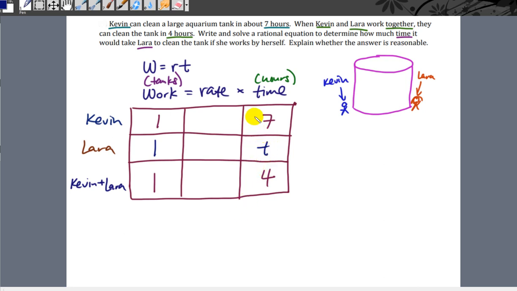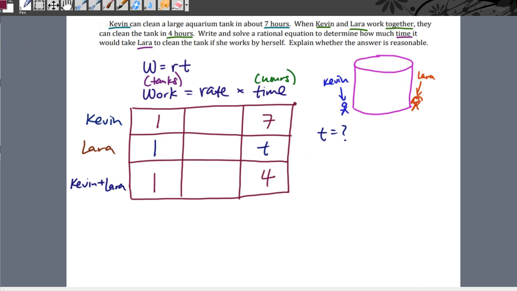So we'll denote that by t. t is our variable that we're solving for. We don't know how long it takes. We know it takes Kevin 7 hours to clean one tank. We know if they work together, they can clean it together in 4 hours. But if Lara works by herself, we don't know how much time it takes her.